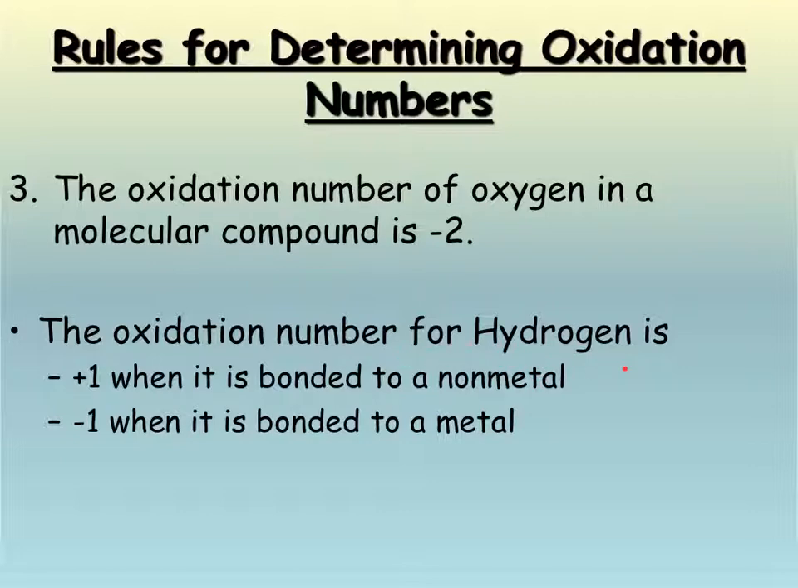is a little different. It depends on what it's bonded to. So if hydrogen is bonded to a nonmetal, like in the case of H2O, okay, so H and O are both nonmetals, in this case, our H has a +1 oxidation number. And then if hydrogen is combined with a metal, as in the case of, say, lithium hydride, your hydrogen has a -1 oxidation number.